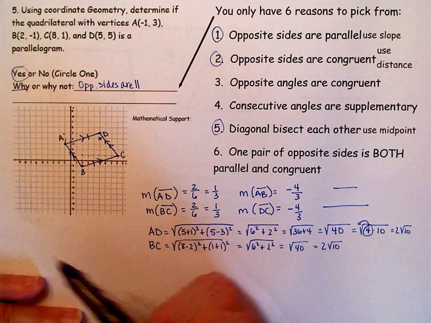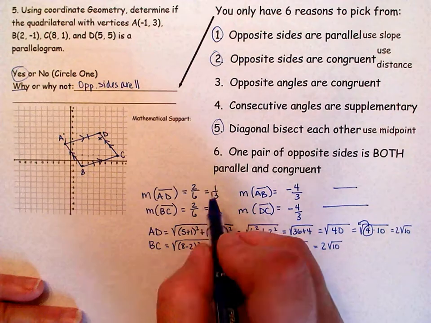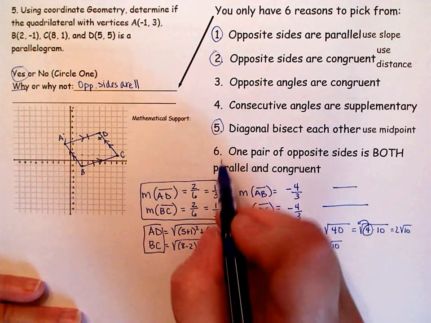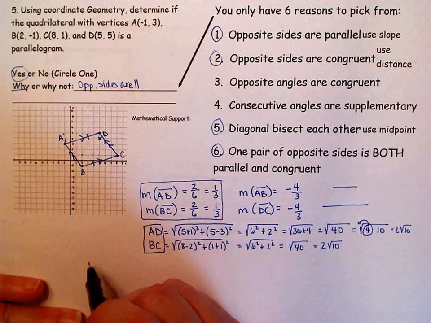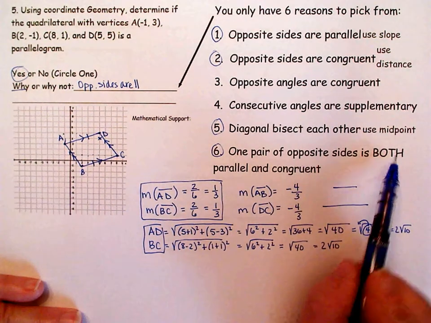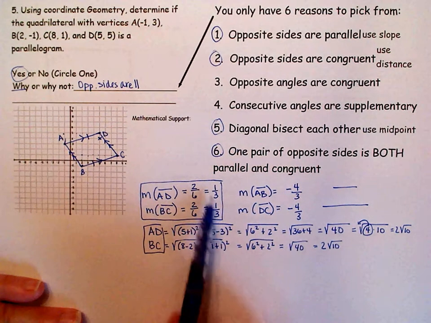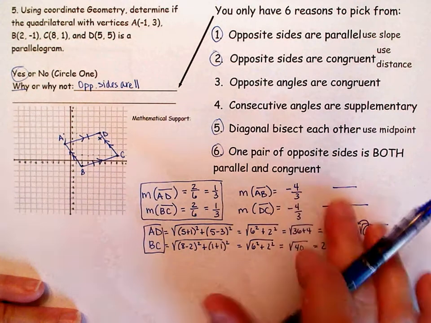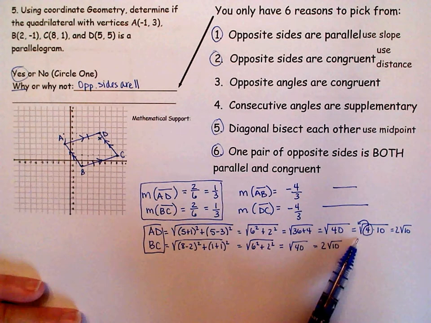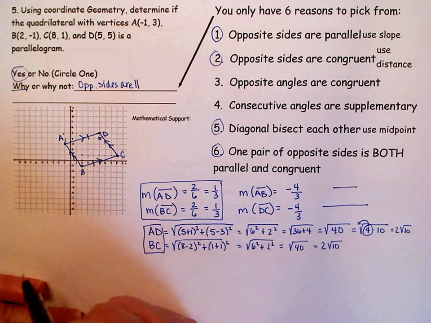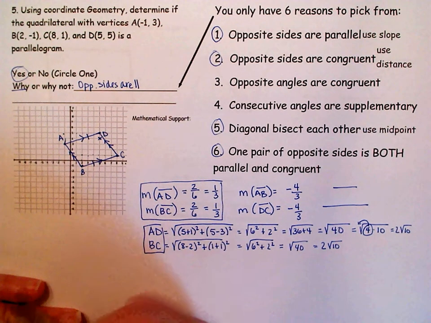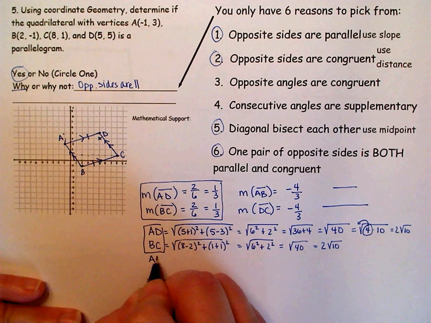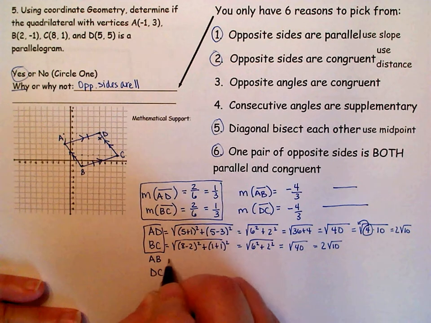You could, however, if you wanted to, use the slopes of AD and BC and the distance of AD and BC to use reason number 6 if you would like. You could say one pair of opposite sides is both parallel and congruent, showing they have the same slope and the same length. That would be another reason you could use for that being a parallelogram. If I'm going to use opposite sides are congruent, though, I have to find the other 2 lengths as well. So I'm going to find AB and DC and see if they're the same length.